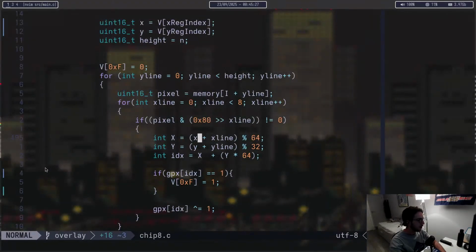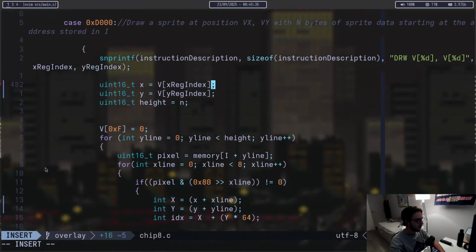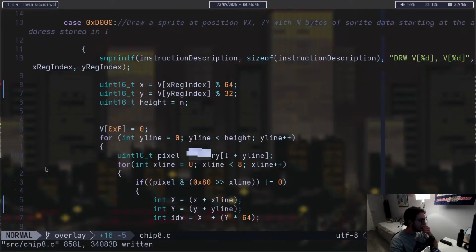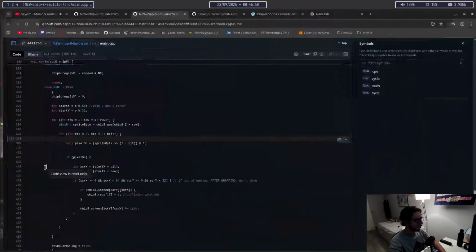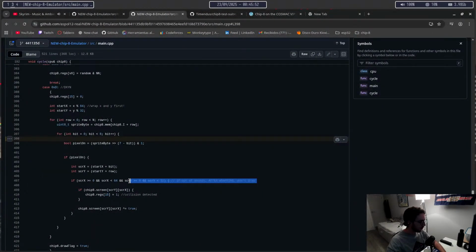Interesting. Okay, so let me actually get rid of this. Boom. Get rid of this. Boom. Then I'm gonna have the modulo here. Modulo 32. Okay. So then I need to check again if I'm getting some sort of stuff here. If out of bounds after wrapping, don't draw. This makes a lot of sense.